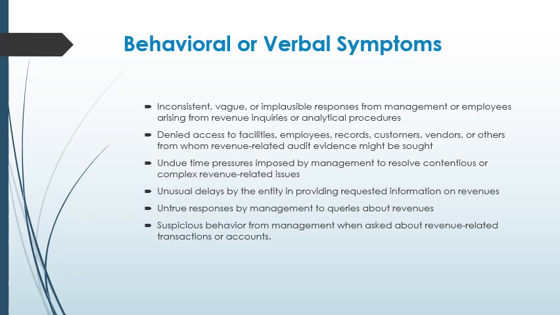Behavioral or verbal symptoms include inconsistent, vague, or implausible responses from management or employees arising from revenue inquiries or analytical procedures, denied access to facilities, employees, records, customers, vendors, or others who revenue-related audit evidence might be sought, undue time pressures imposed by management to resolve contentious or complex revenue-related issues, unusual delays by the entity in providing requested information on revenues, untrue responses by management to queries about revenues, suspicious behavior from management when asked about revenue-related transaction accounts.